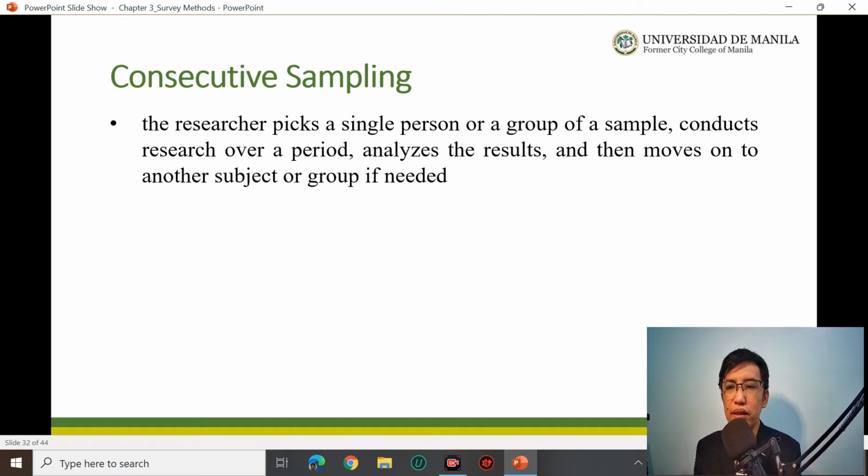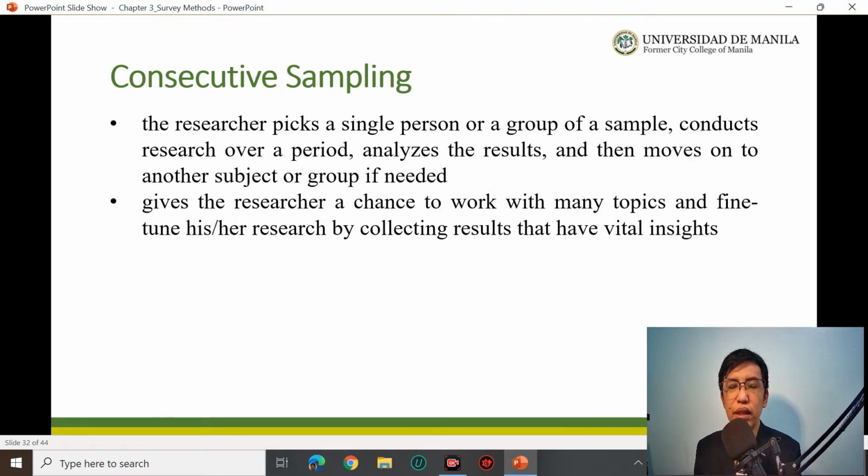Okay? That is consecutive. And third, it gives the researcher a chance to work with many topics and fine-tune his or her research by collecting results that have vital insights. Ang kagandahan naman nito kasi nga magkakaibang levels, magkakaibang insights yan. So, magkakaibang study yan. Pwede mong makuha dyan.